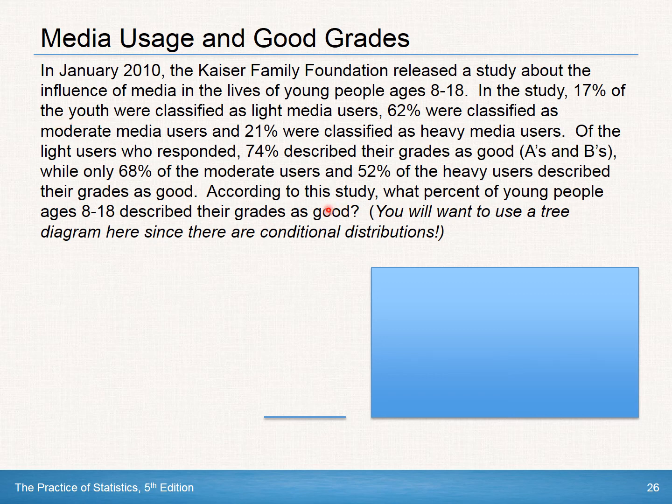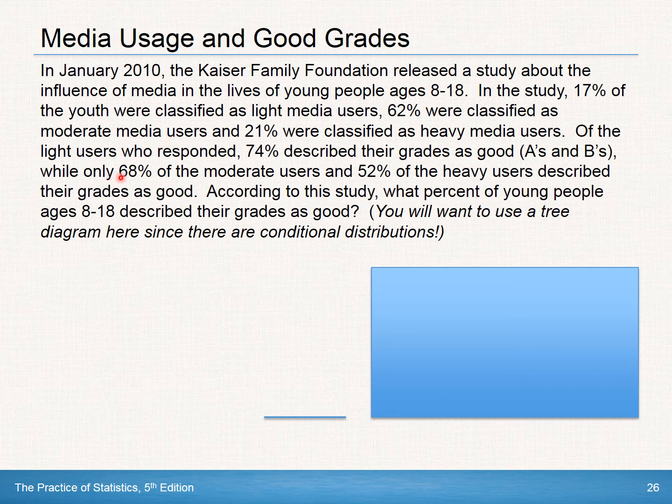Okay, so hopefully as you started answering this question, you recognized that you wanted to use a tree diagram since there are conditional distributions. Well, how did you know that? Take a look at the question. 17% were light media users, 62% were moderate, 21% were classified as heavy. Now, notice how the question says, of the light users who responded, 74% describe their grades as good. That's a conditional distribution or a conditional probability right there. Of the light users who responded, 74% were good grades. So of the light users, that's given to you already.